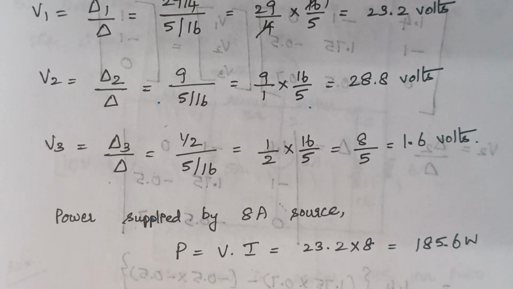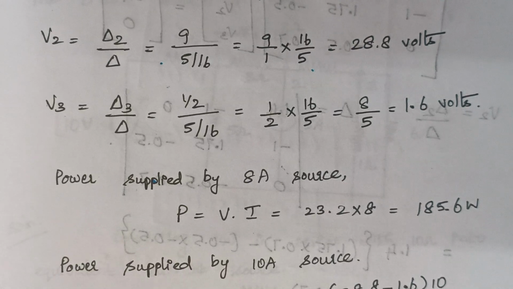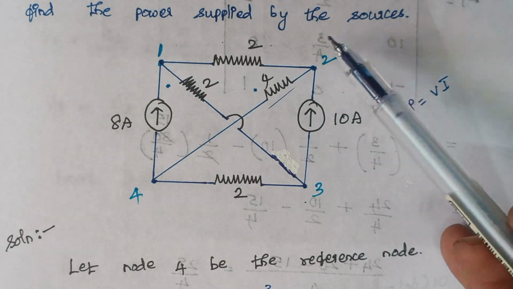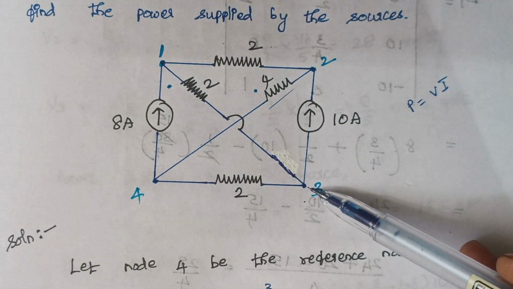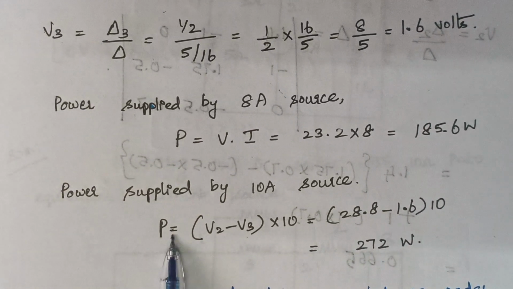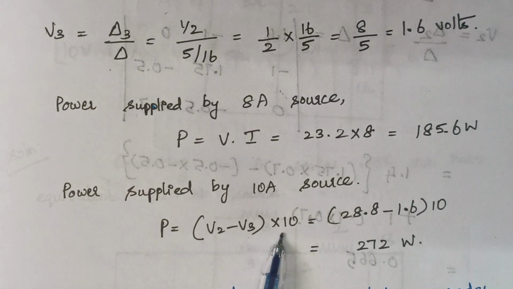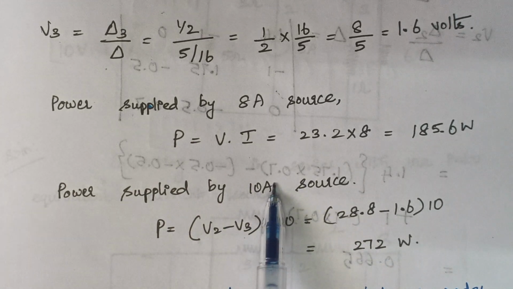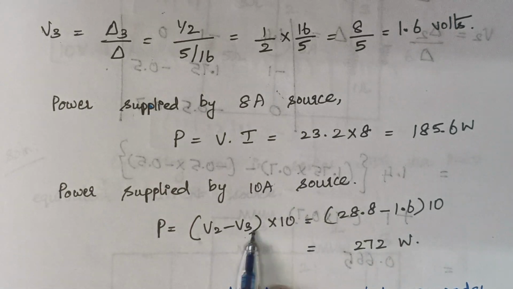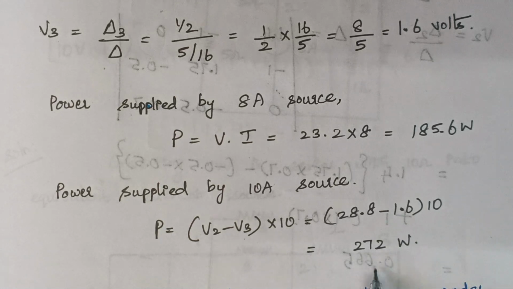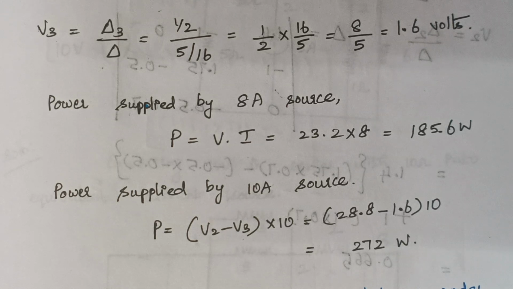Right? The next is power supplied by the 10 amp source. So here, 10 amps is connected between node 2 and node 3, right? Therefore, the power is again given by the formula V into I, okay? The I is 10. Since the current source is connected between two voltages, we have to subtract V2 minus V3. So when you subtract, you see the final answer is 272 watts, right? So here comes the end of our third problem.